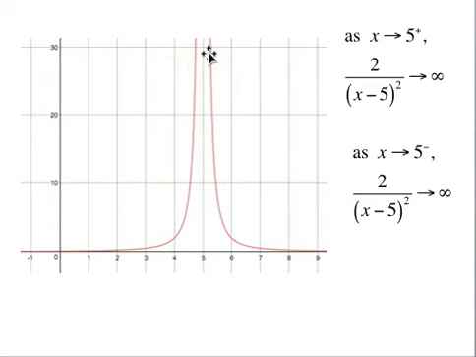Some authors would say, then the limit as x approaches 5 equals infinity, since it approaches the same thing from the left and the right. But I will conclude the following. I will say as x approaches 5, we will say 2 over (x minus 5) squared approaches infinity. And that will conclude this lesson.